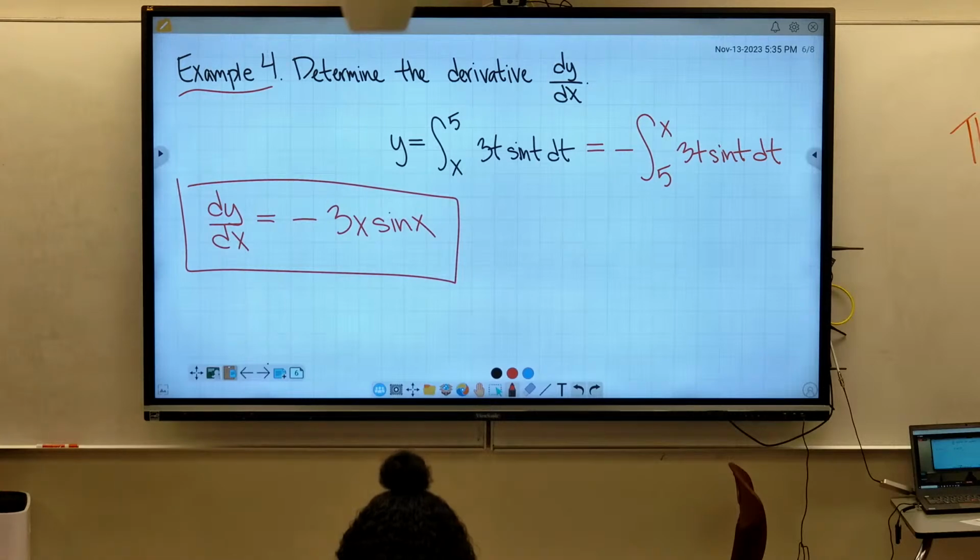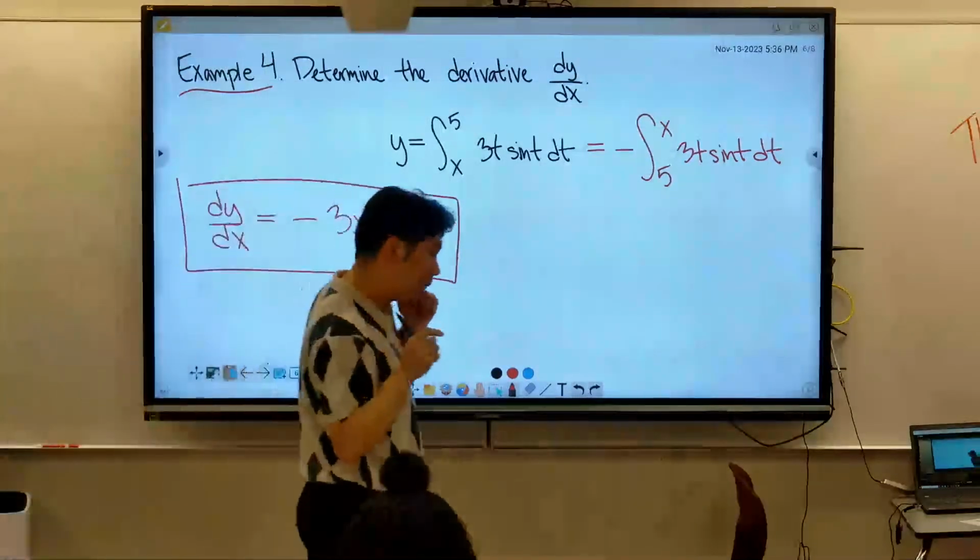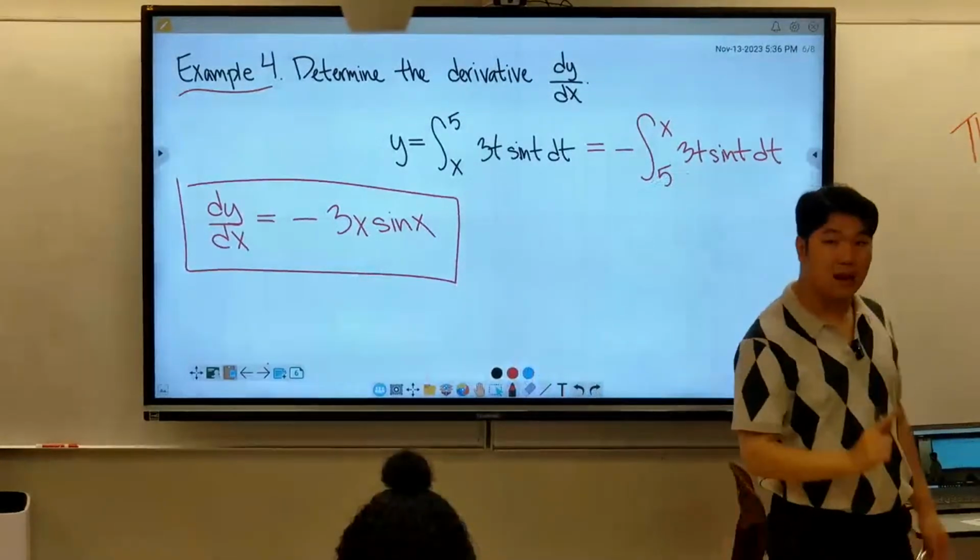All right, so that is example 4. Questions about this example 4? So example 3, we had a base case where we had the integral from a number to x. Here it says, what if my number is on top and my x is on the bottom? Now we can finally talk about what you were mentioning earlier. What if I don't have a plain x?